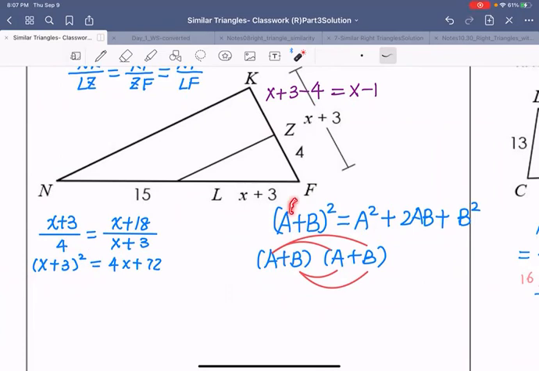x squared, yes, plus 6x. Yes, good. That's the guy I'm looking for. Plus 9 equals 4x plus 72. Let's move around. x squared plus 2x minus 63.